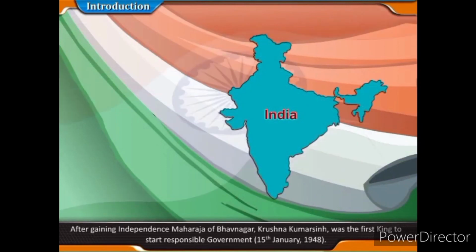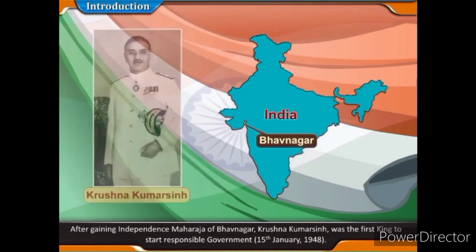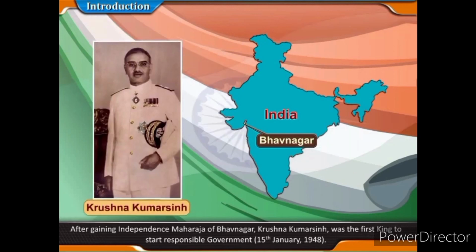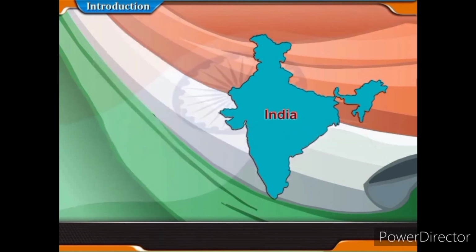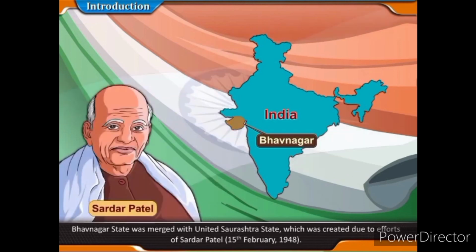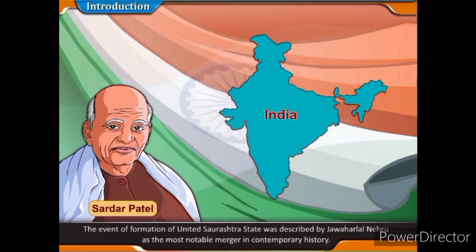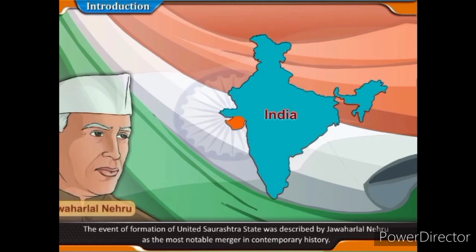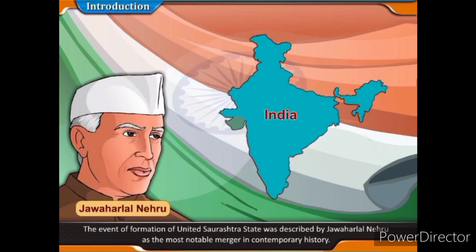After gaining independence, the Maharaja of Bhavnagar, Krishna Kumar Sinh, was the first king to start a responsible government on 15th January 1948. The Bhavnagar state was merged with the United Saurashtra state, which was created due to the efforts of Sardar Patel, on 15th February 1948. The formation of the United Saurashtra state was described by Jawaharlal Nehru as the most notable merger in contemporary history.